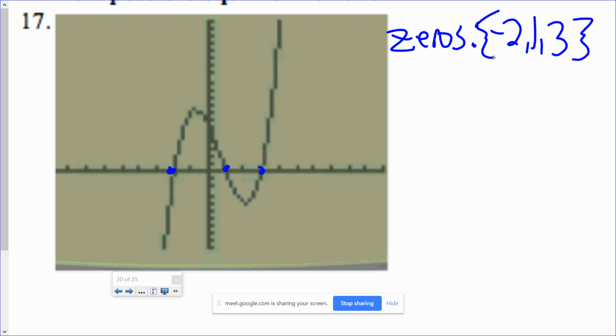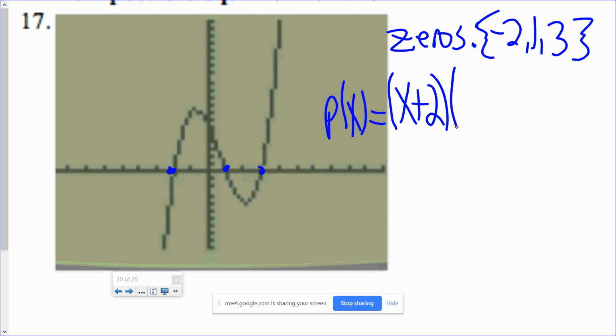And now that I have my zeros, I can write my equation. So if my zeros are negative 2, 1, and 3, that negative 2 gives me a factor of x plus 2. The positive 1 gives me a factor of x minus 1. And my positive 3 gives me a factor of x minus 3.